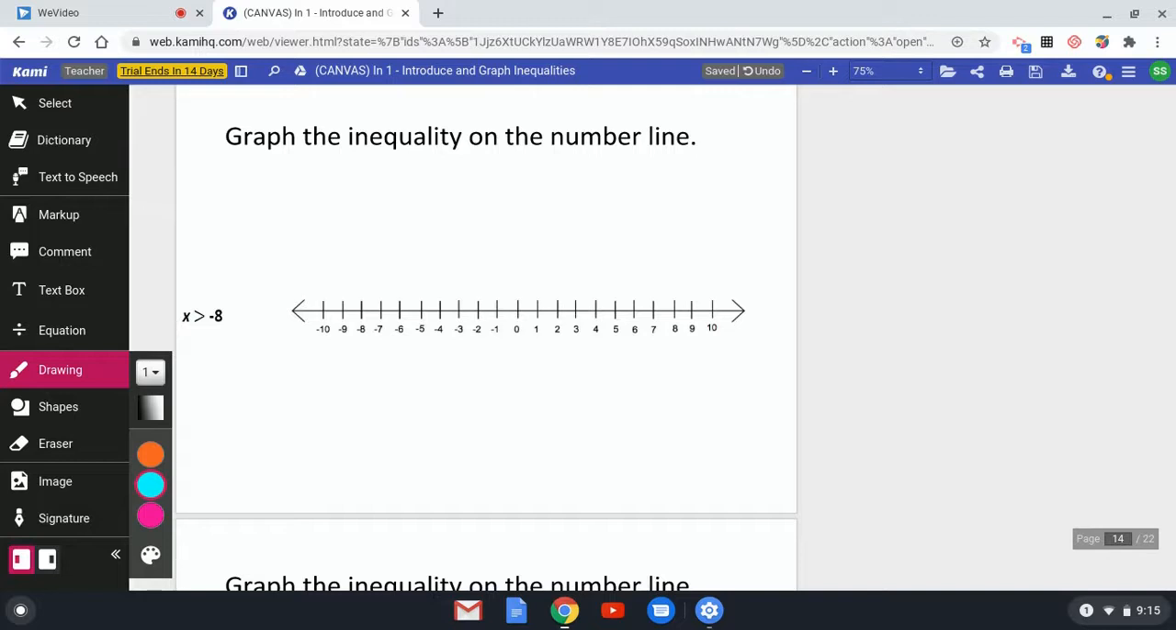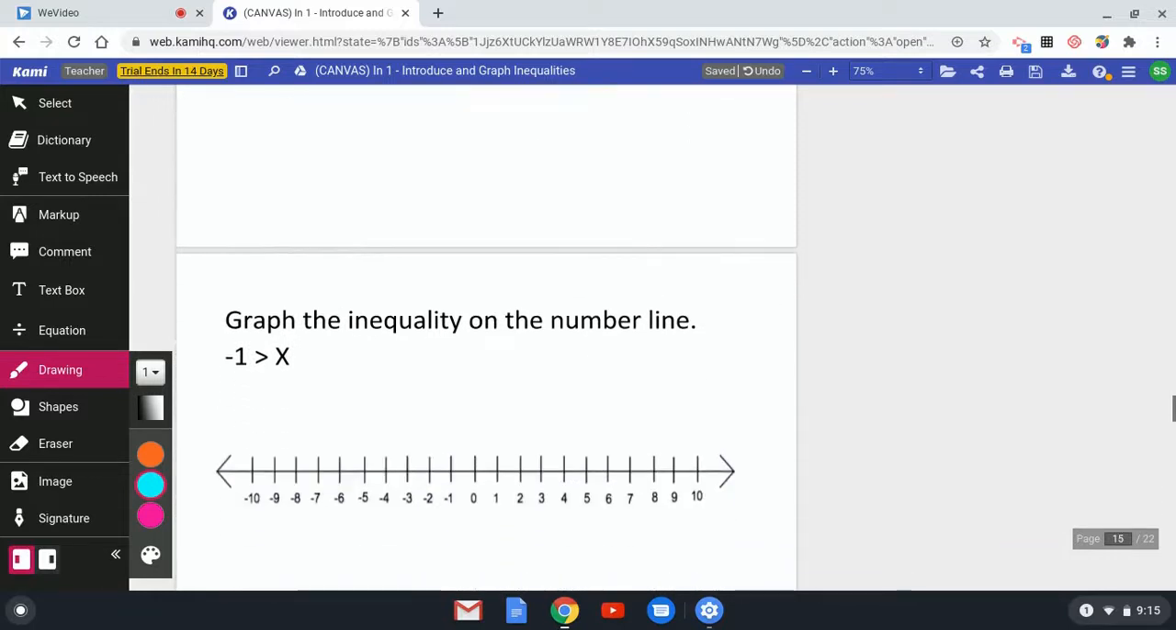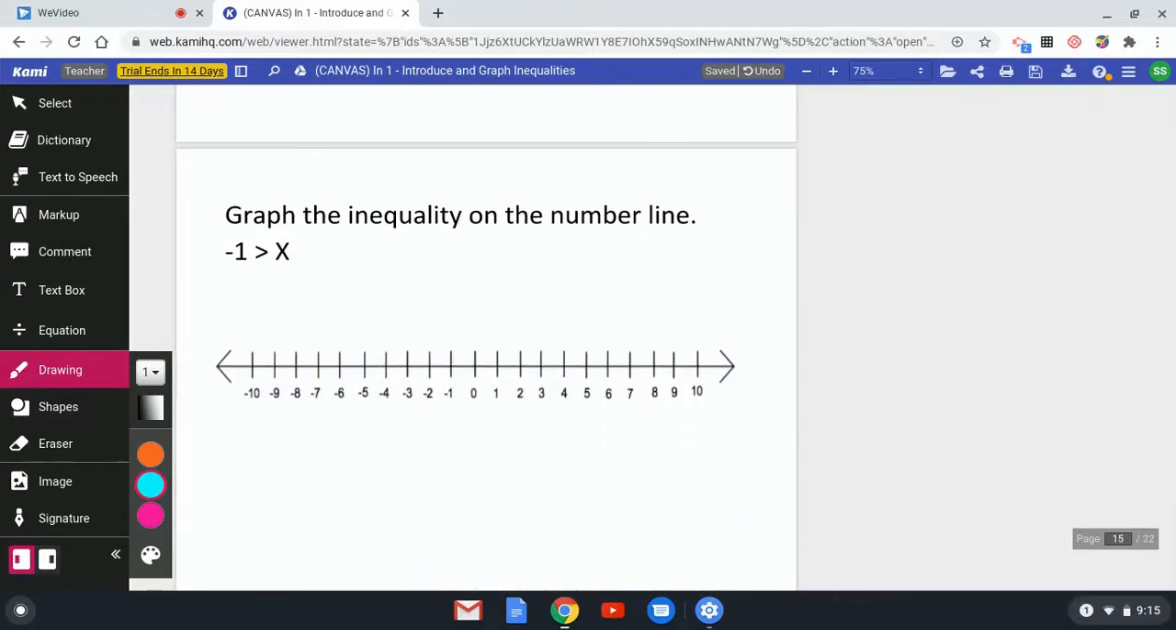Okay, x is greater than -8. So our circle goes on -8. Open or closed? Open. Arrow to the left or to the right? To the right. If you got that right, give yourself a pat on the back. 1, 2, 3. Go ahead and pause and try this one.